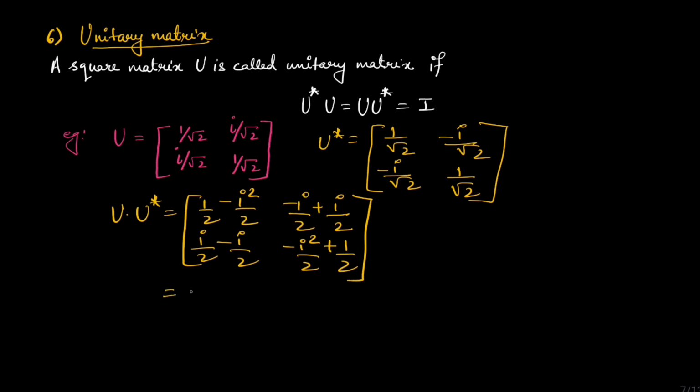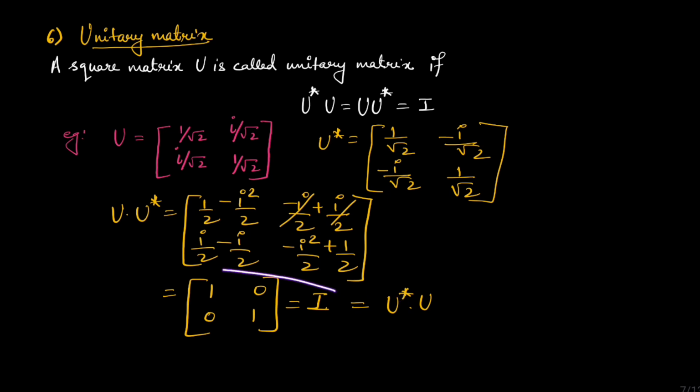On simplification we get 1 by 2, i square is minus 1, so this will be half plus half, which is 1. The off-diagonal terms cancel, 0, 0, and this is also 1. So this is your identity matrix. And when you calculate U conjugate transpose into U, you will see that that is also an identity matrix. So from this result, since we are getting an identity matrix, we can say that the given matrix is a unitary matrix.